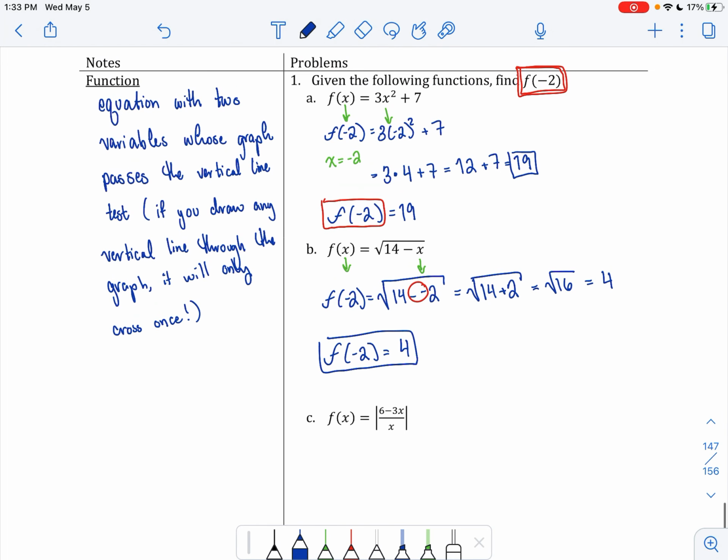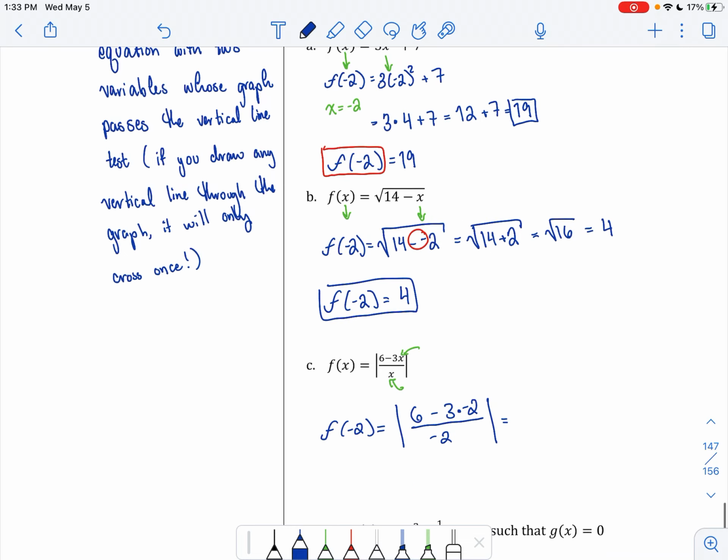Last example involves absolute value. Remember, that just turns everything positive. Here, we've got two places where x is. That's all right. We just want to change both. So we've got one there, one there. So we'll say f of -2 is equal to the absolute value of 6 minus 3 times -2 over -2. So you want to replace it in both places.